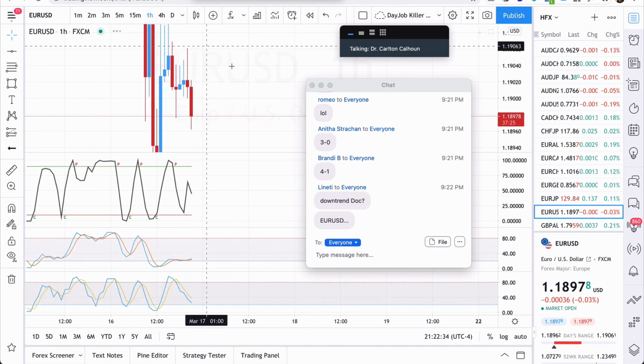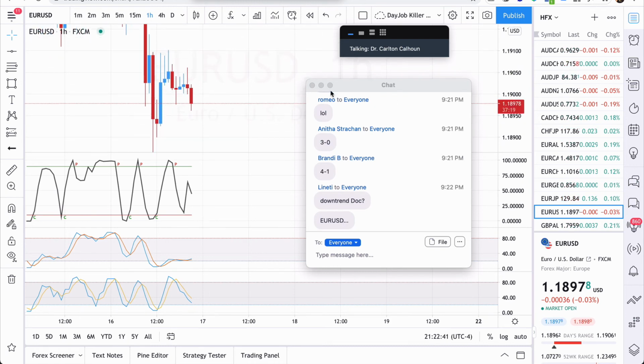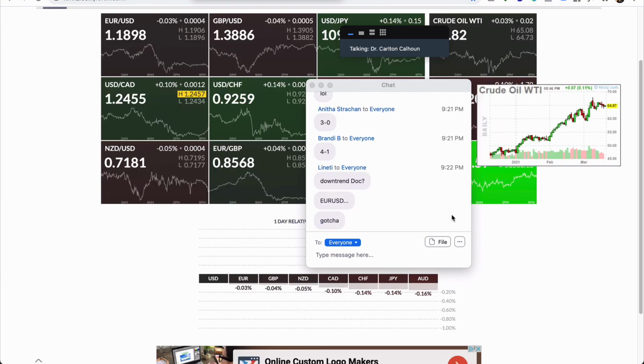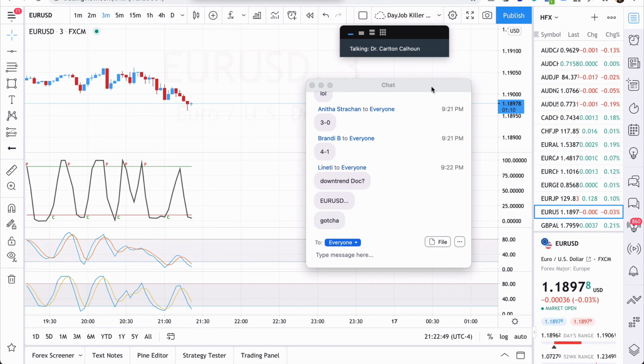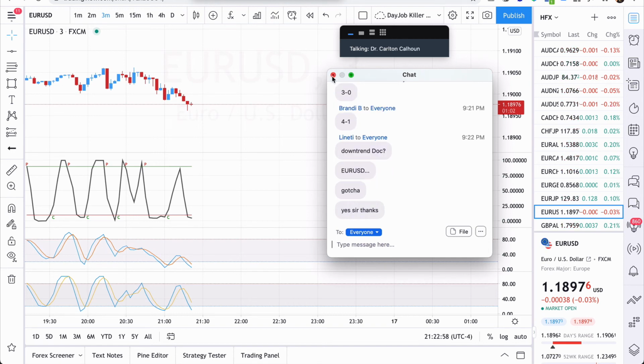Yes, it is in the downtrend, so that would be a pullback call. The reason I would take that is because the Euro and the USD are about the same strength. Does that make sense? Cool.